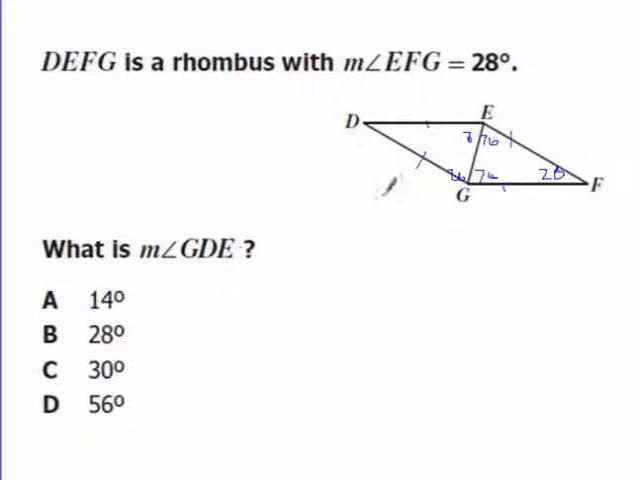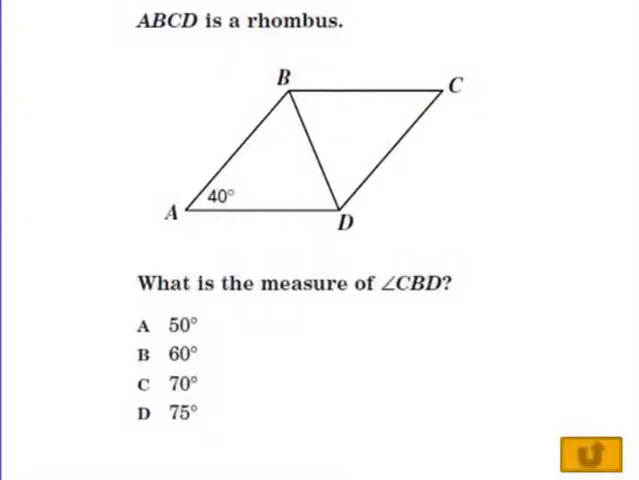So what is the measure of GDE? Well, I went ahead and did all that work, and it was actually kind of unnecessary, but it's okay, it's good for review. GDE is right here. That's actually just going to be the same thing as 28, because in a rhombus, or any parallelogram, opposite angles are congruent. But it's always a good idea to just go ahead and label everything that you know, and just get it out of the way, and hopefully you've answered what the question's asking.